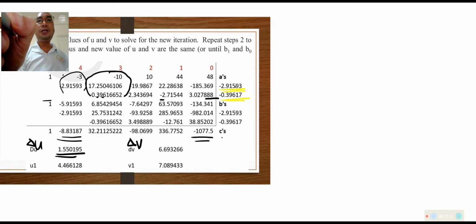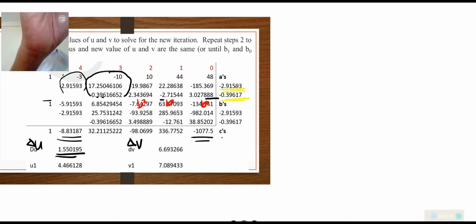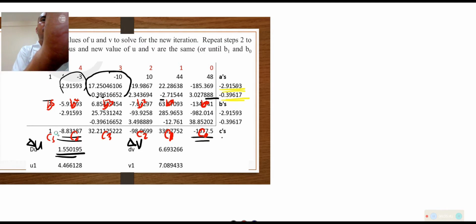This will now be your B0, this will be your B1, this will be your B2, this will be your B3, this will be your B4, and this will be your B5. And this one will be your C0, this will be your C1, this will be your C2, C3, C4, and C5.